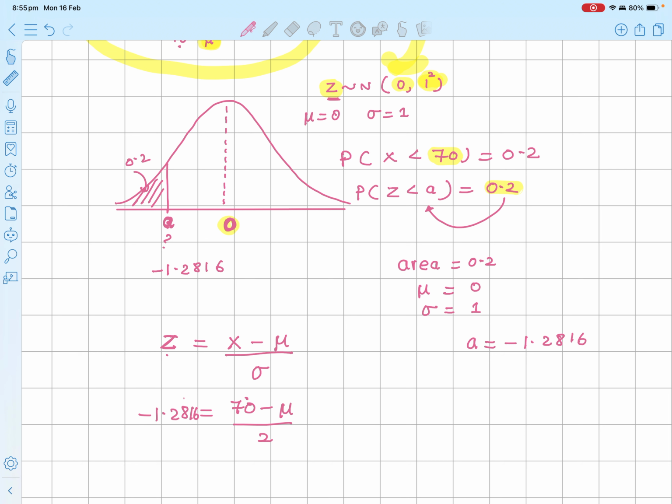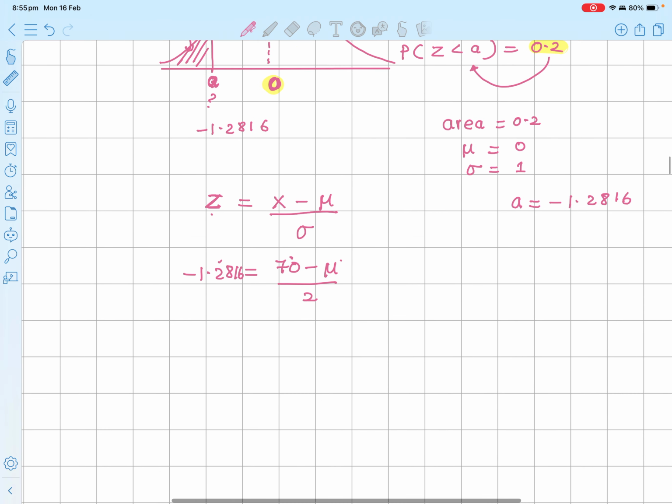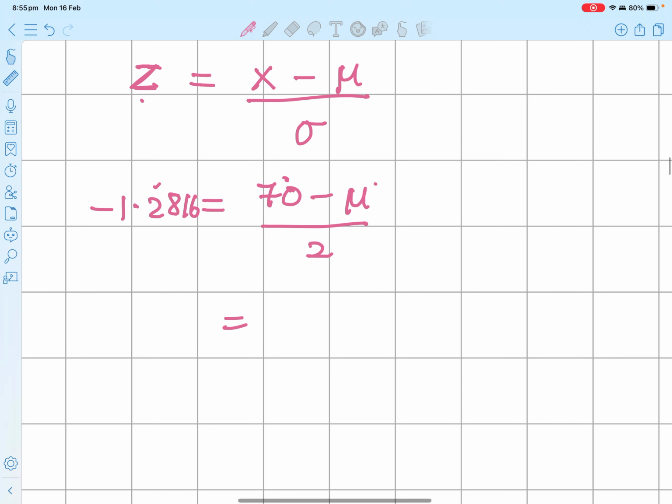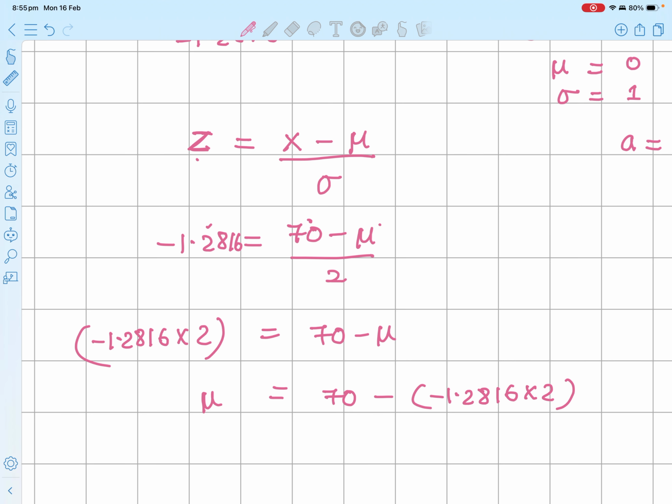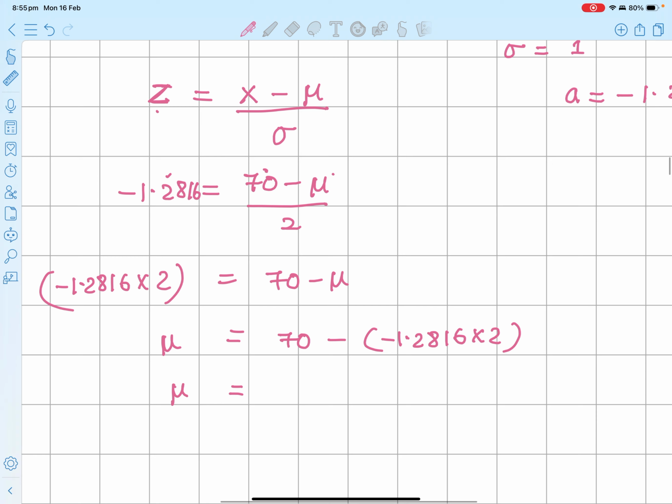Minus 1.2816. We know the standardized value of that 70. We know X is 70. We do not know mu. I know sigma. All I need to do is just rearrange it. I know mu now. So minus 1.2816 times 2 equals 70 minus mu. Then mu equals 70 minus minus 1.2816 times 2. That gives 72.56.